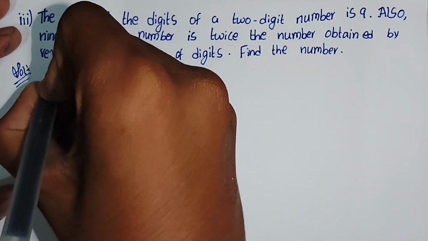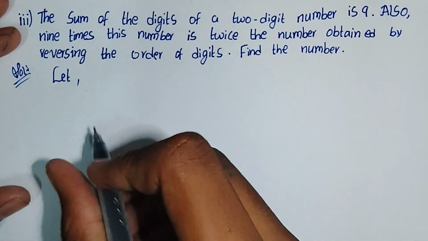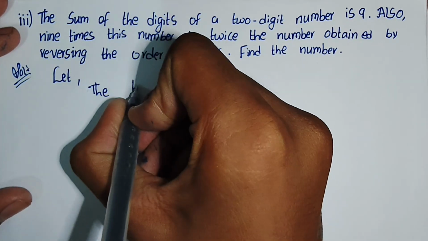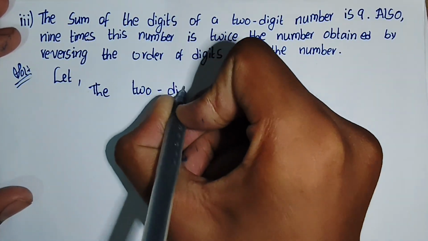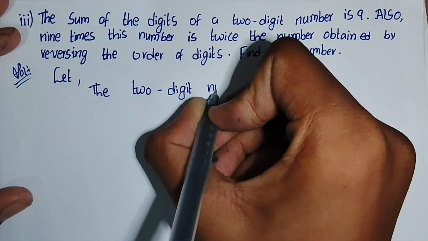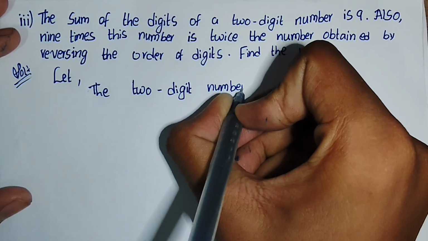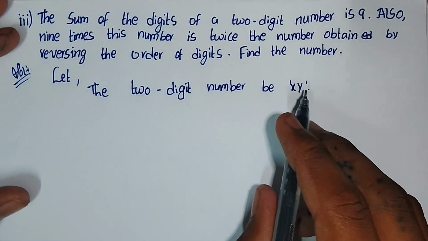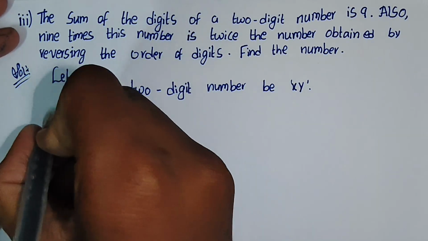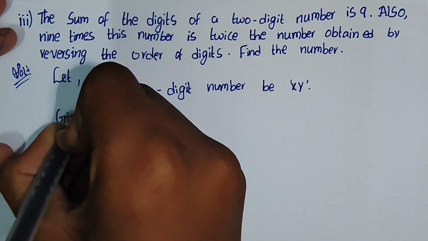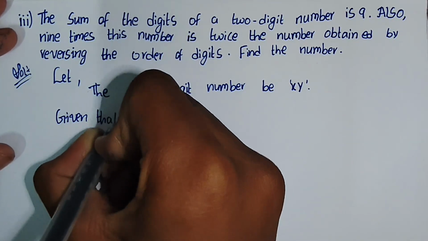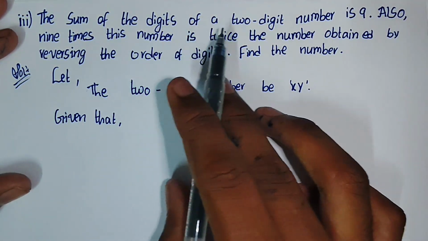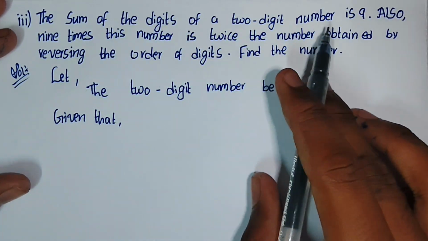Here I am taking, let the two-digit number be xy. I am taking the two-digit number xy. Given that, the sum of the digits of the two-digit number is 9.